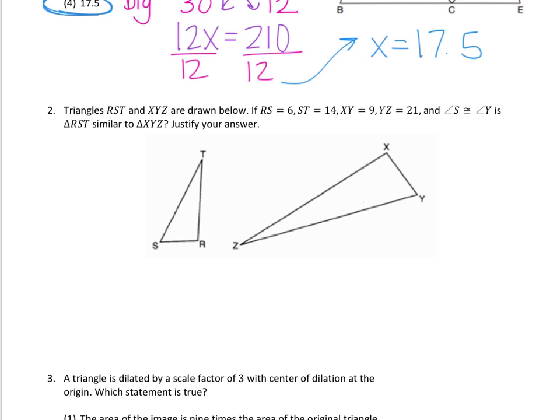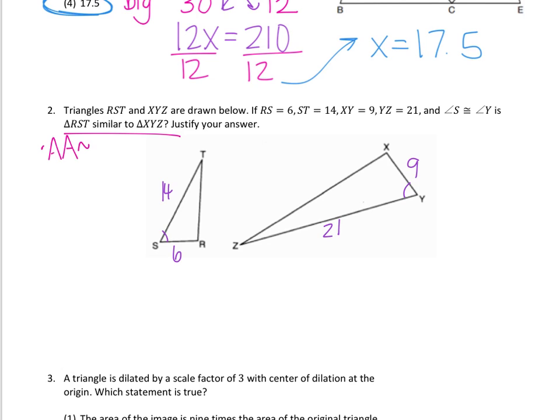Number 2, triangles RST and XYZ are drawn below. RS is 6, ST is 14, XY is 9, YZ is 21, and angle S is congruent to angle Y. Is triangle RST similar to XYZ? Justify your answer. So this is where we need to think about our 3 methods of similarity.